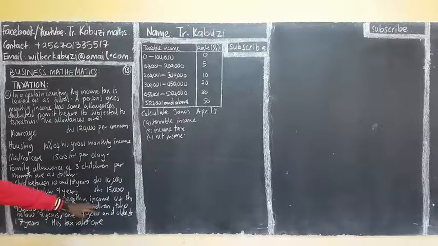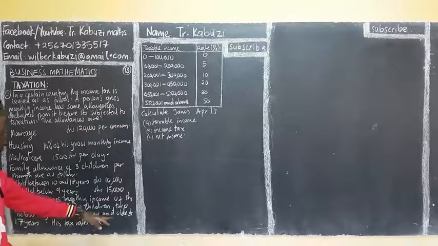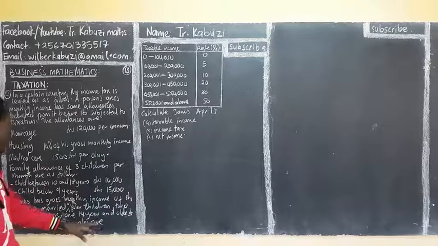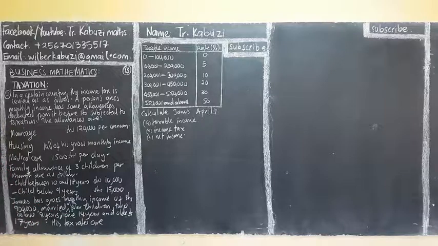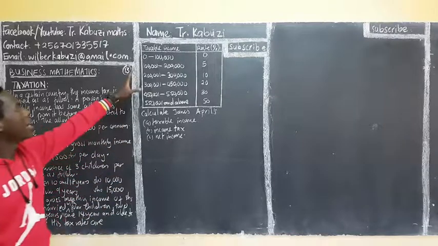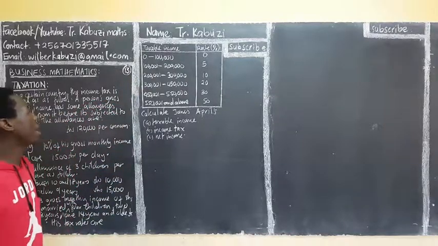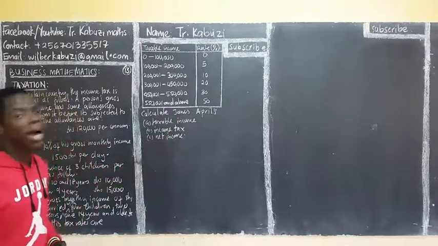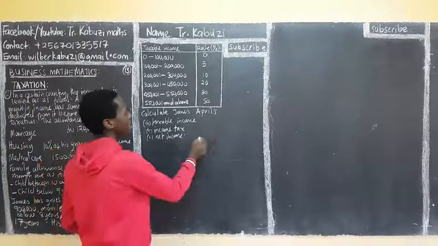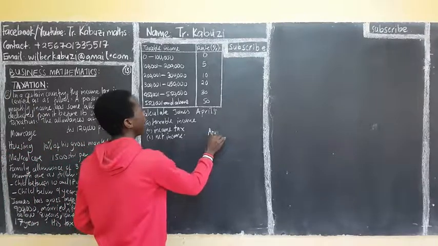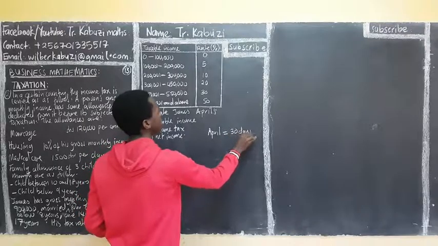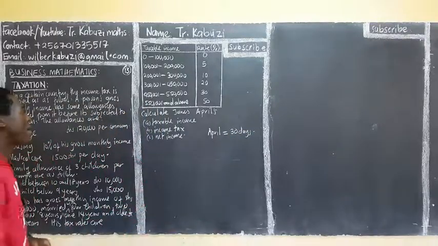James has a gross monthly income of 900,000 shillings, married with 4 children: 2 below 8 years, 1 of 14 years, and the oldest 17 years. This is how his tax rates are calculated. Then they are asking us to calculate James's April taxable income. Now, April has 30 days. That's going to help us somewhere.